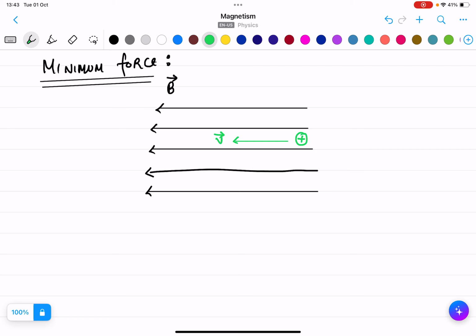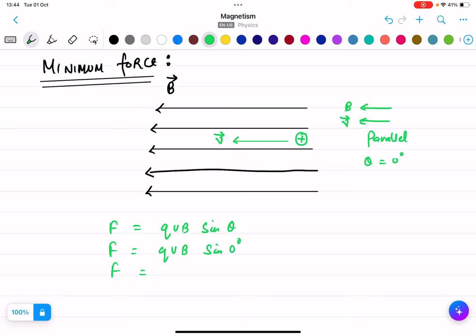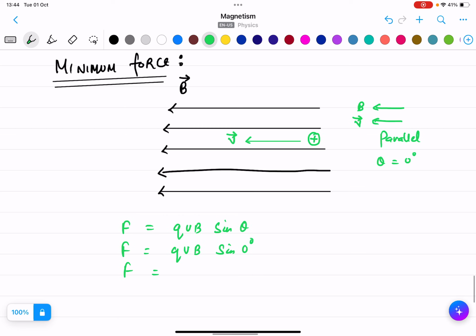Now tell me what will happen. We can clearly see the magnetic field is in this direction, and the charge is moving in this direction. That means they are parallel to each other. And what is theta? It is 0 degree. So what will be the force? Force equals QVB sine theta. That means force equals QVB sine 0 degree, and sine 0 degree is 0. So it will not experience any force, and the force will be minimum.